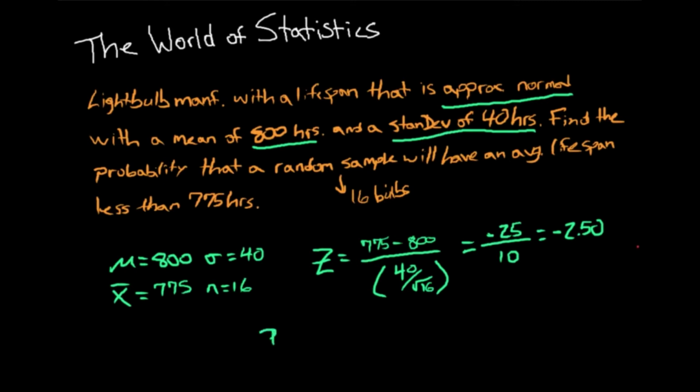So the question is, what's the probability that z is less than 775? Well, we went ahead and we transformed it, right? So now it's the probability that z is less than negative 2.50. So let's go ahead and jump over to the negative side of the normal distribution and figure out what this probability is.